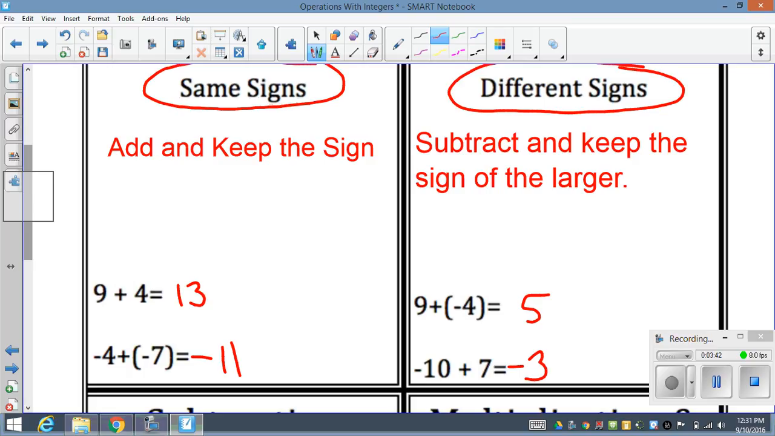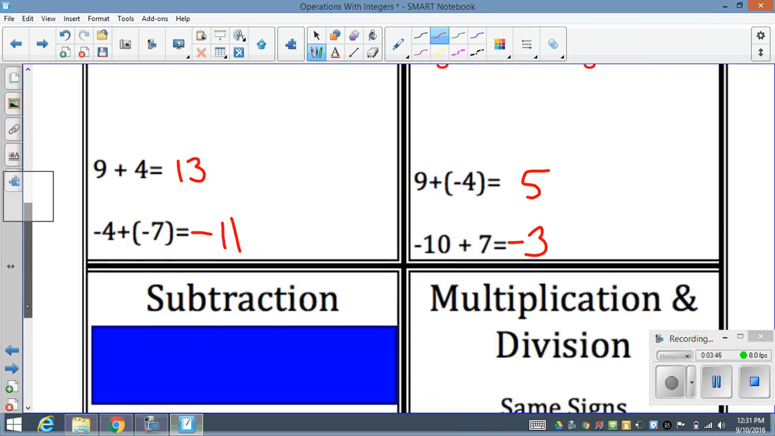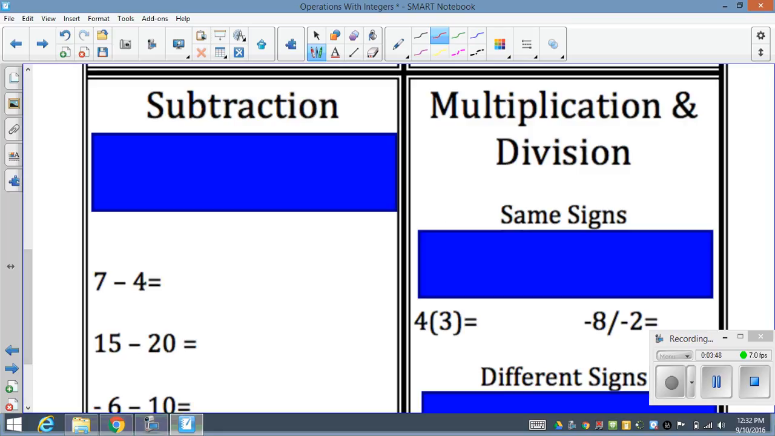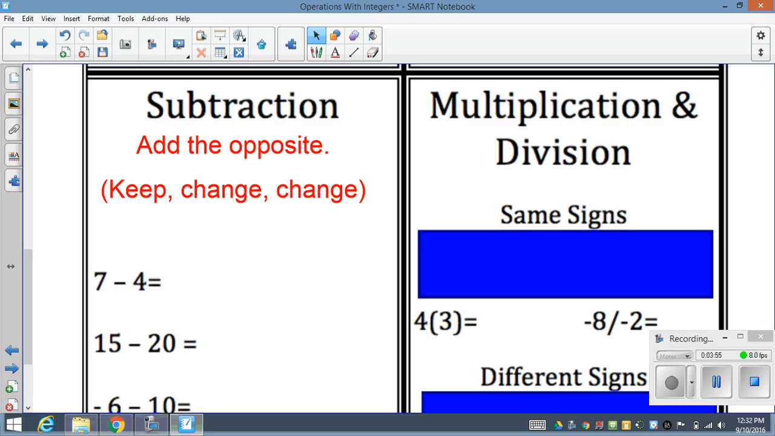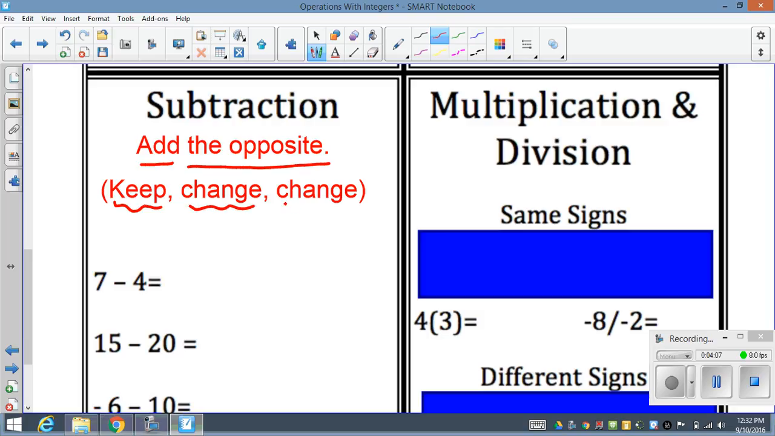Okay, now for our subtraction rule, we are actually not going to learn rules for subtraction. What we're going to do is always change our subtraction into addition. So remember, subtraction by definition means to add the opposite. Now, some of you probably learned this as keep, change, change. Keep the first one the same, change it to addition, and then change the sign of the next term.